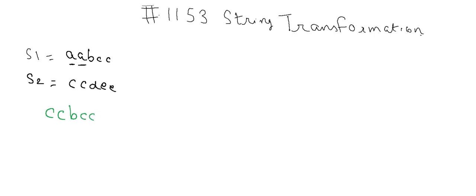Now if I replace this c with e, then I have to replace all the occurrences of this c with e, so my resulting string would be e e b e e. And if I replace this b with d, then I have to replace all the occurrences of b in this string with d, so my resulting string would be e e d e e. If I replace this e with c, then I have to replace all this e with c.